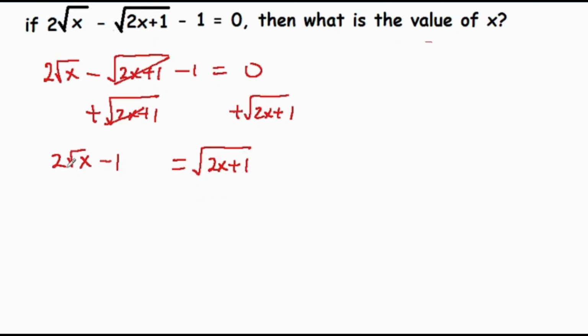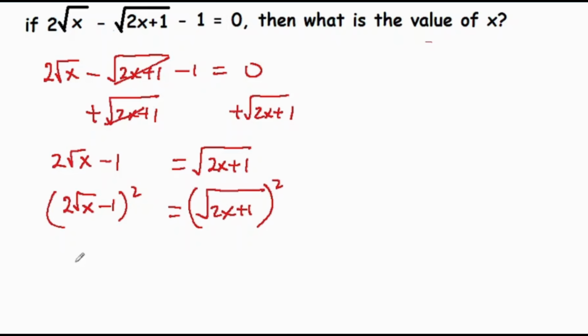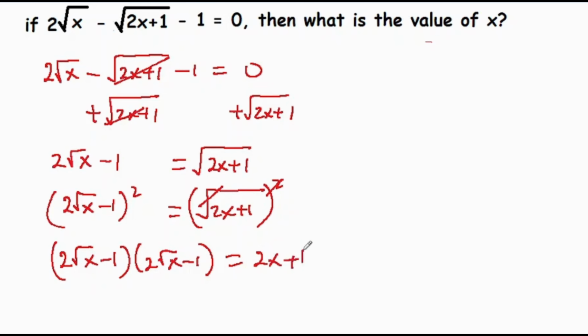So to eliminate the square root, we're going to square both sides of the equation, and that's going to give us 2 root x minus 1 squared, and here we have root 2x plus 1 squared. So this becomes 2 root x minus 1 in 2 places, 2 root x minus 1. Here the square cancels the square root, so we end up having 2x plus 1. Okay, so let's expand the bracket.